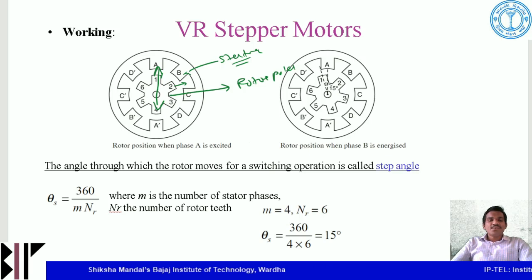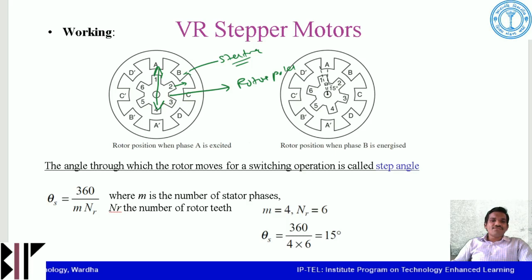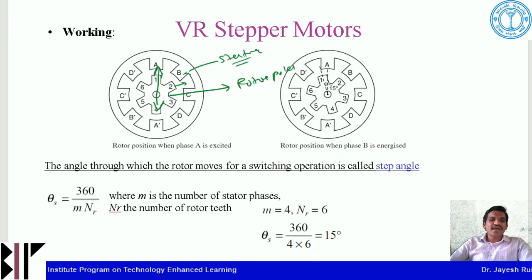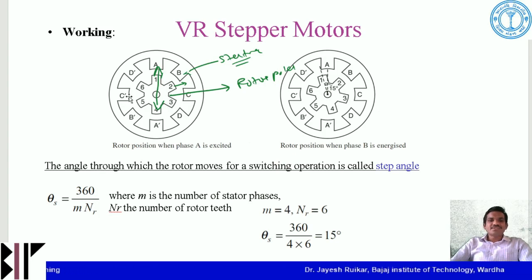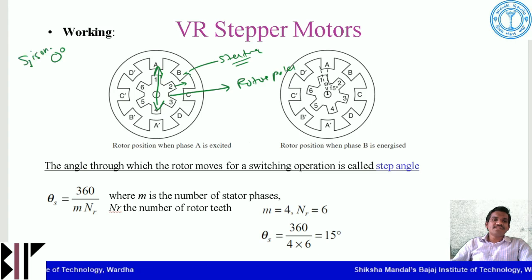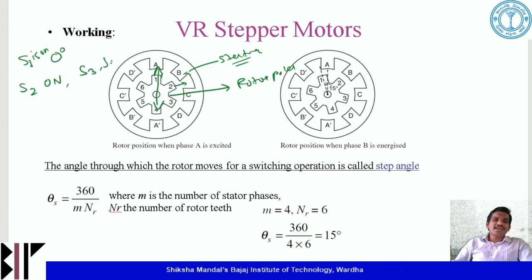In the next step, when S2 is turned on, S1 will be off. In the first case, S1 is turned on and the other switches are off. The position of the stepper motor is at 0 degree when S1 is on. Now S2 is on, and S3 and S4 are off.